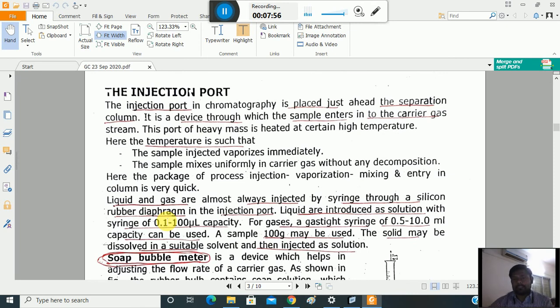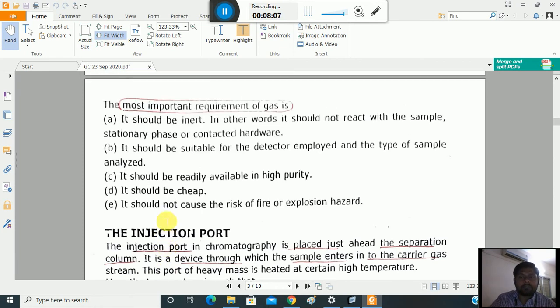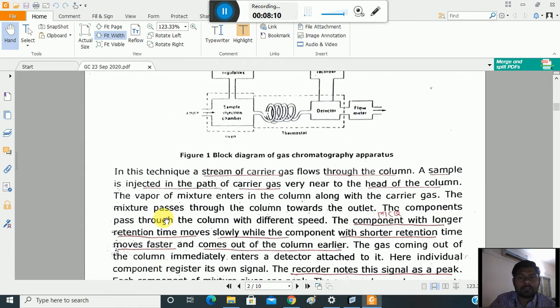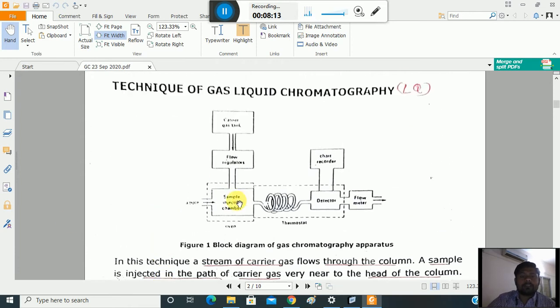Now for the injection part. The injection part in chromatography is placed just ahead of the separation column. Okay, if you see that again in the block diagram, I will show you. Look here, the sample injection part is put next to the column. So keep in mind that is the configuration of the components of a gas chromatograph. First, the sample inlet, then the sample injection system, the column, the detector, flow meter, and a readout or recorder device. And that is the carrier gas inlet, and that is the flow regulator that regulates the flow rate of the carrier gas.